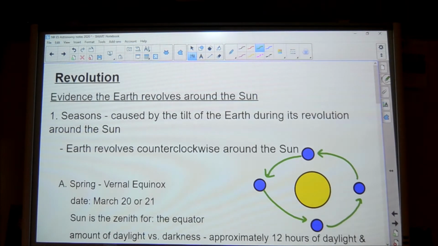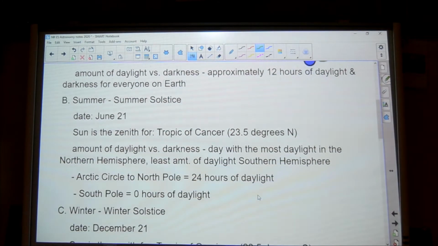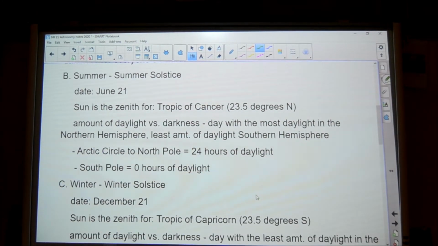It's an equinox, all right? Equator, equal day to darkness. So anytime you see equinox, think equator as the zenith, equal daylight to darkness. Next, I'm looking at summer solstice.